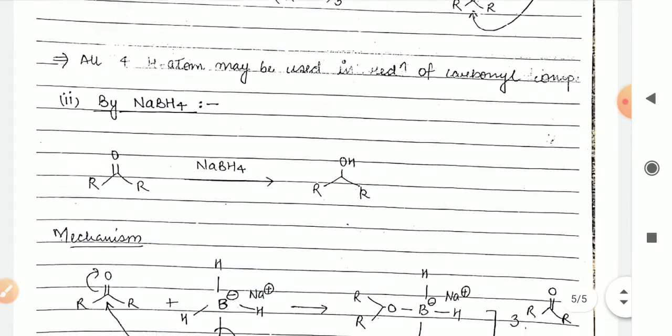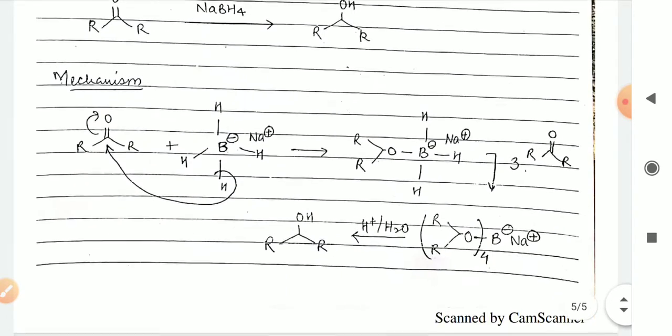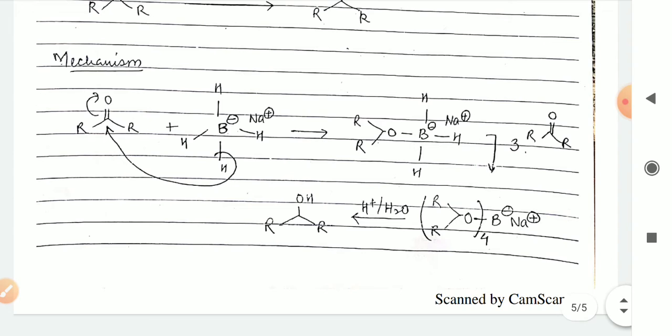This is another reducing agent, sodium borohydride. With sodium borohydride you can also see the mechanism here. For the carbonyl compound, the hydride is transferred to the carbonyl center and a carbonyl O negative forms, which takes a proton from the solvent and forms the corresponding alcohol.